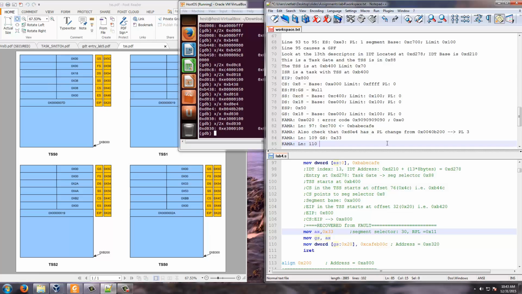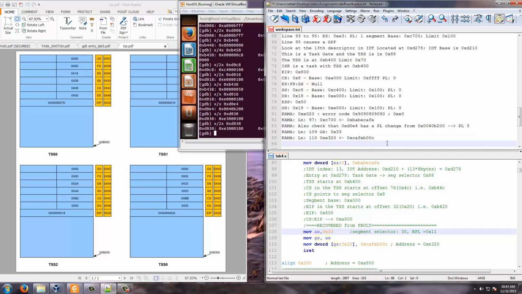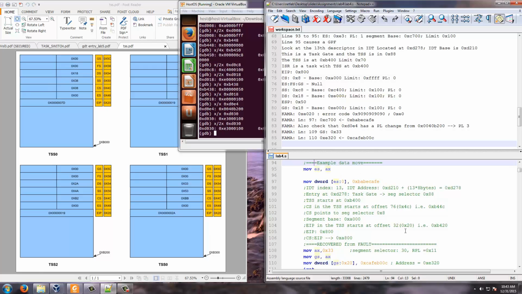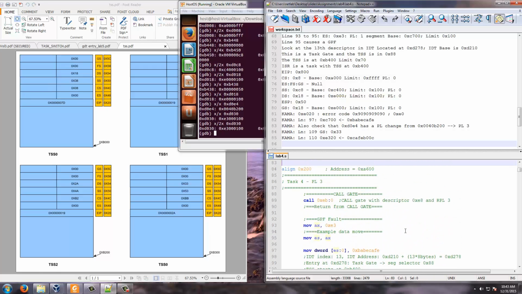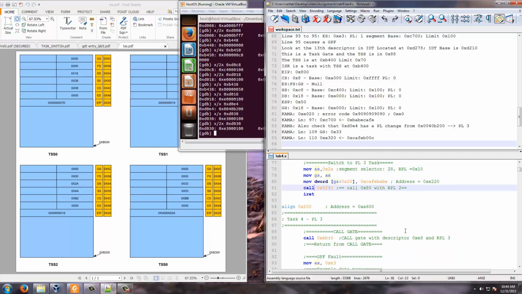Your line number 100 and E320, line number 110. Your 0x E320 should actually become 0x CFEB00C. Right, and then I do an IRET.